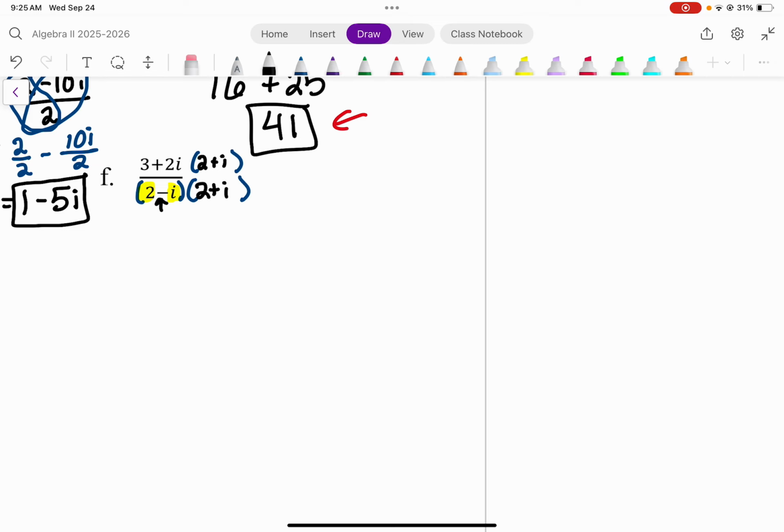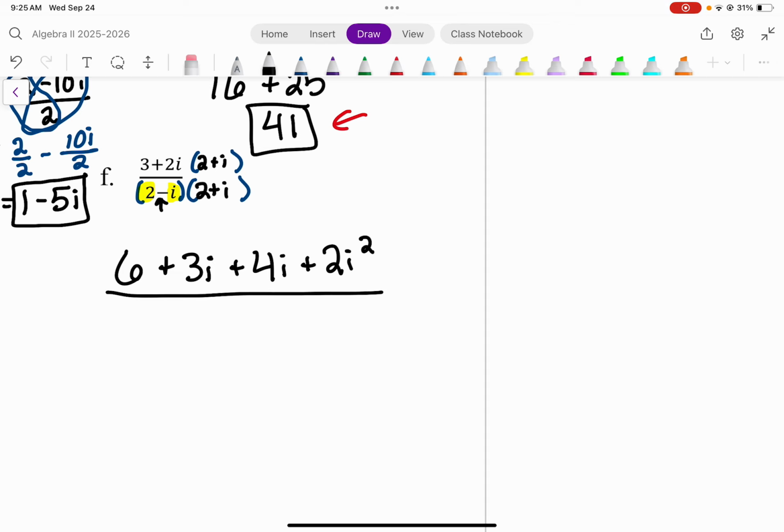So 3 times 2 would be 6. 3 times I would be plus 3I. 2I times 2 would be plus 4I. And 2I times I would be plus 2I squared. So that's our numerator. For our denominator, the bottom, 2 times 2 is 4. 2 times I is plus 2I. Negative I times 2 is minus 2I, and negative I times I would be minus I squared.